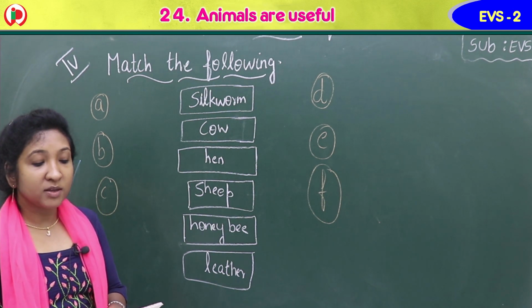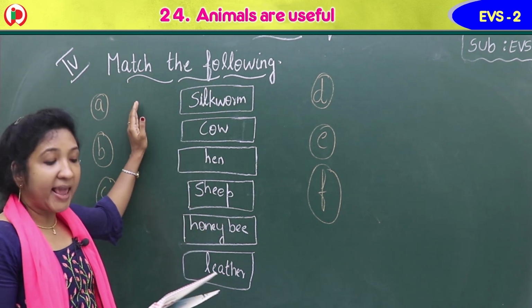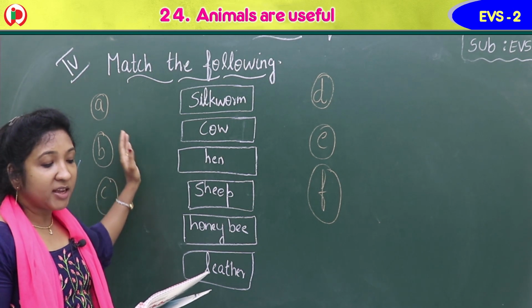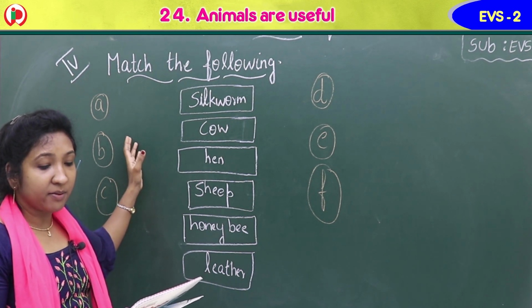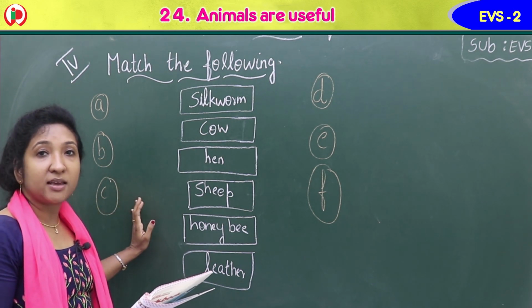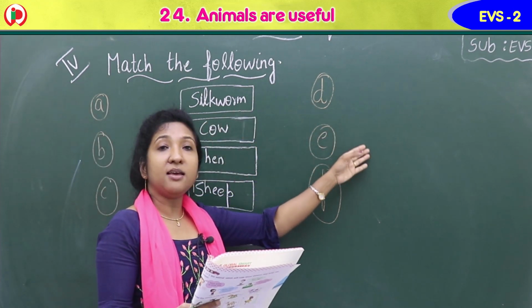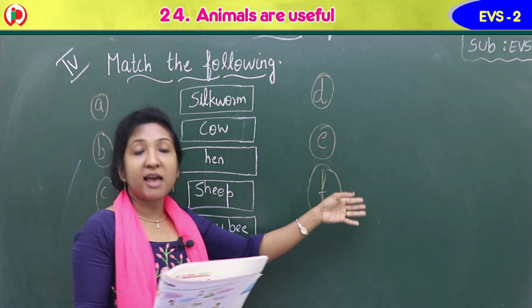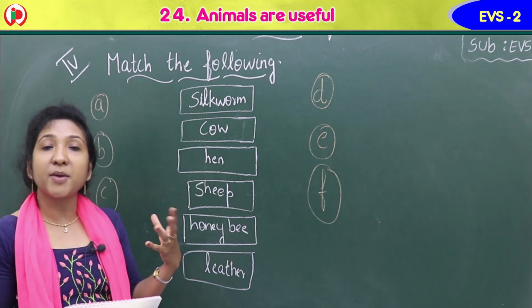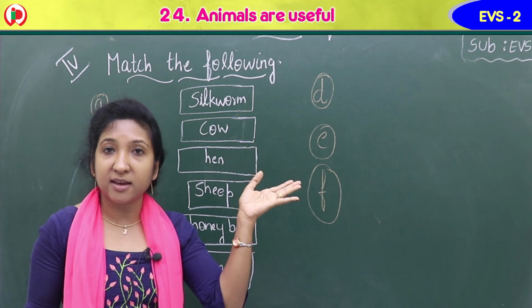Okay, so picture A, it is wool. Second picture B, it is honey. Then third picture C, it is a jacket. Here D, they have given eggs, E, silk cloth, and F, milk. These are the pictures given. You can see the pictures here, isn't it?